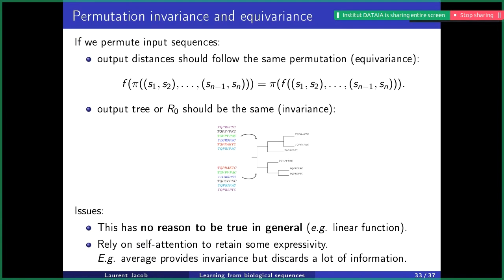And so we're going to rely on a very popular mechanism called self-attention, which has been used in transformers, for example, to retain some expressivity. The idea being that just being invariant by permutation is not that difficult. You could say I just average. I have several sequences, I do one-hot encoding, and then I average all of them. That's my representation for the alignment. Then I have invariance, but intuitively I've lost some signal. Self-attention will allow us to retain more information than that while keeping invariance.